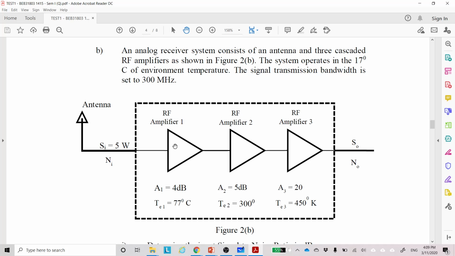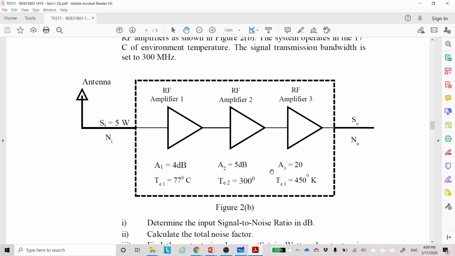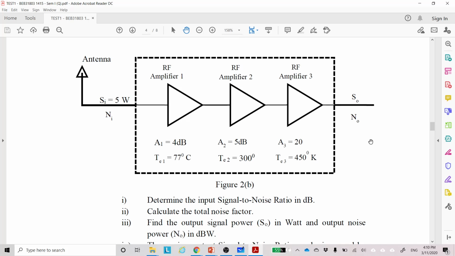Okay, and then we have 3 amplifiers cascaded. Diberikan gain dan juga diberikan equivalent noise temperature, TE1, TE2 dan TE3. Ini A3, ini bukan decibel. Kesilapan pelajar, dia anggap ini decibel juga, tapi dia bukan decibel. Yang ini dalam Kelvin. Sorry, terlupa letak Kelvin. So SO tak diberikan, NO tidak diberikan.